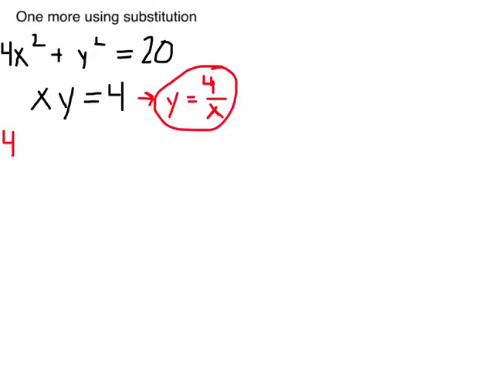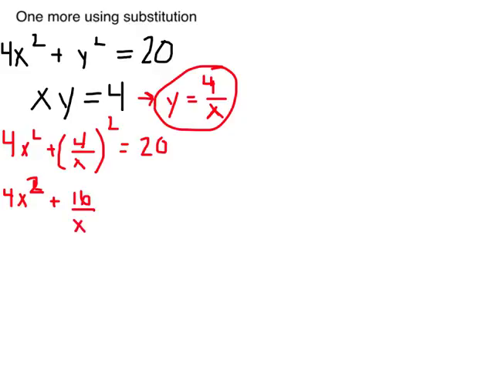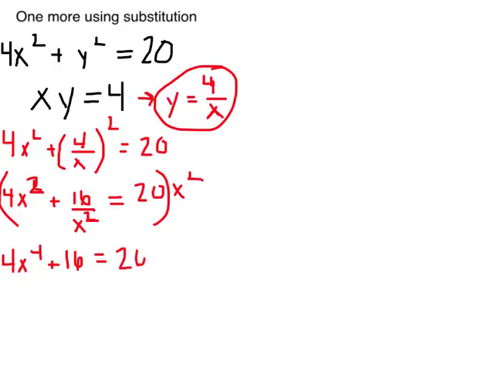We get 4x squared plus (4 over x) squared equals 20. If I go ahead and square this middle term, I get 16 over x squared equals 20. We get a rational equation, so I'm going to multiply through by x squared to get that out of the denominator. So I have 4x to the 4th plus 16 equals 20x squared.